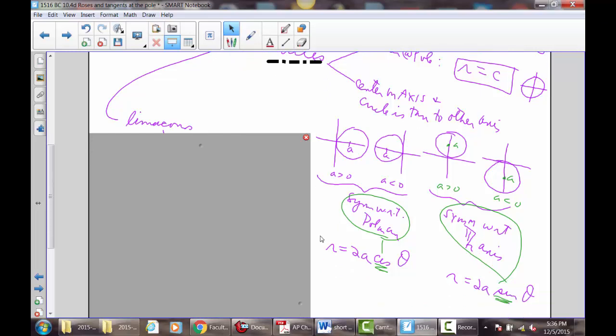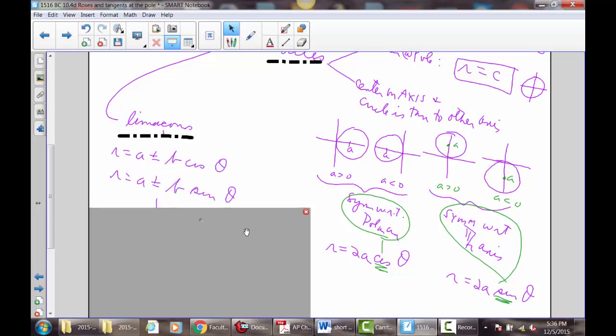If it's r equals a sine theta, then because of the sine, it'll be symmetric with respect to the vertical pi over 2 axis. And if a is positive, it'll be tangent to the polar axis and above it, whereas if a is negative, it'll be below. We also saw limaçons.